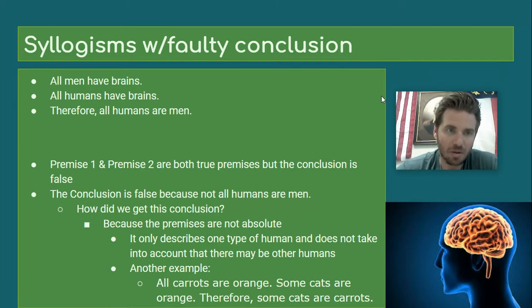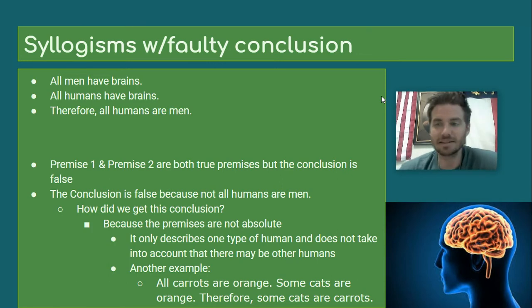All men. Now that is an absolute statement. All men and all humans. Again, that is an absolute statement, but it's not taking into account that there are other humans. So maybe we can say at the same time that this is not absolute. It only describes one type of human, and doesn't take into account that there are women, and you could turn this around the exact same way. You could say all women have brains, all humans have brains, therefore all humans are women. Both would be faulty. Both would be false because we know from empirical evidence this is not true.